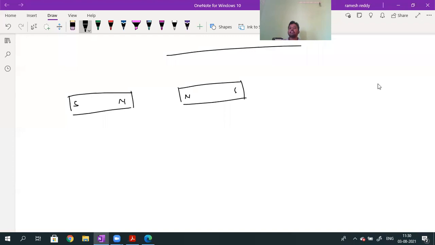This first bar magnet has a magnetic moment value given by m1 bar. The second bar magnet has a magnetic moment value m2 bar. This is the center of the first bar magnet and this is the center of the second bar magnet. What is the separation between the centers of the two bar magnets? I will call the separation D.